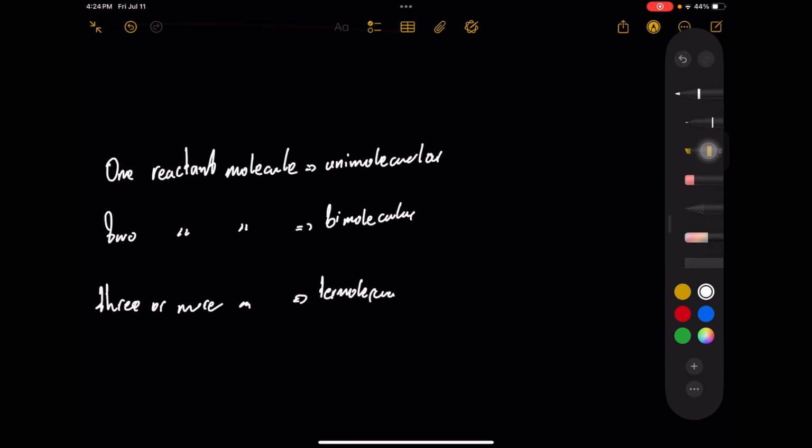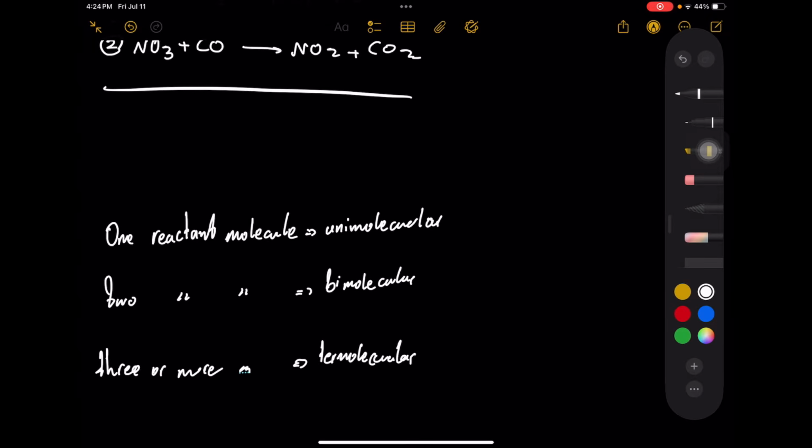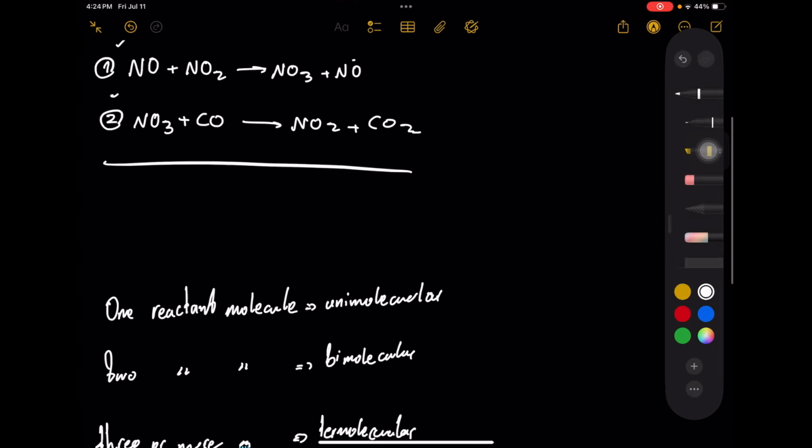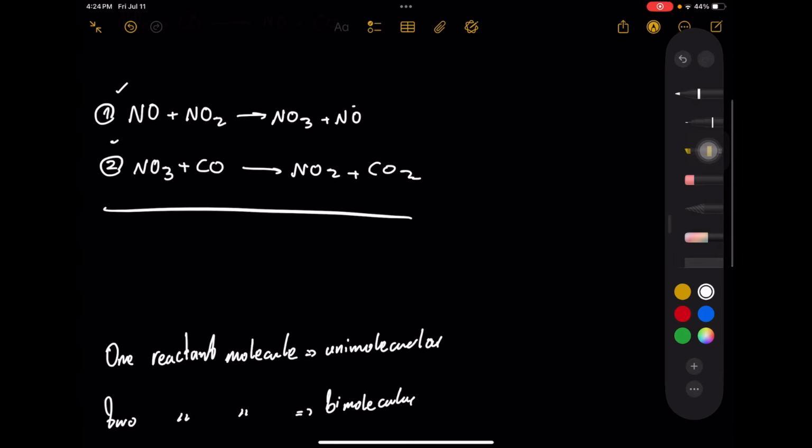As we get to this point, we will try to give you more examples of what can be unimolecular, what can be bimolecular, and what can be termolecular. And now let's complete this reaction. This reaction's overall equation would be NO2 plus CO produces NO plus CO2.